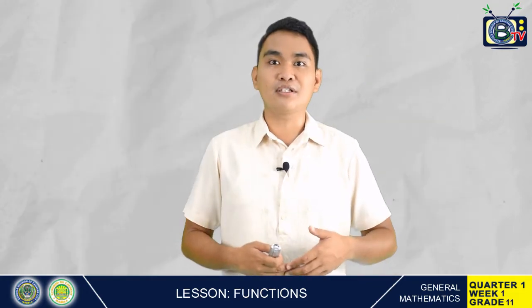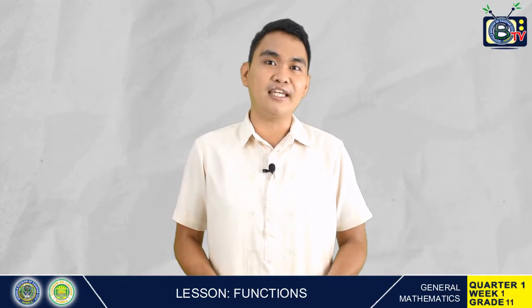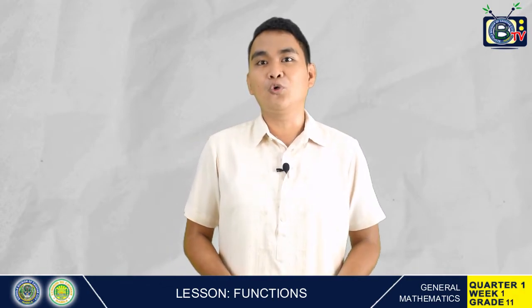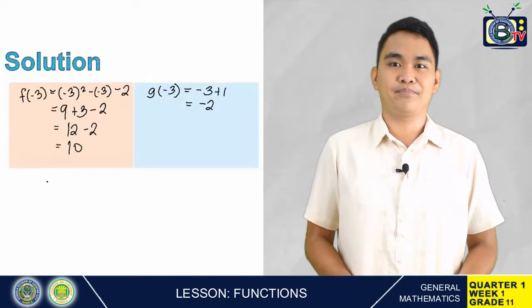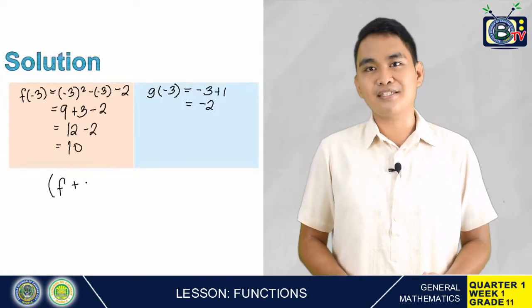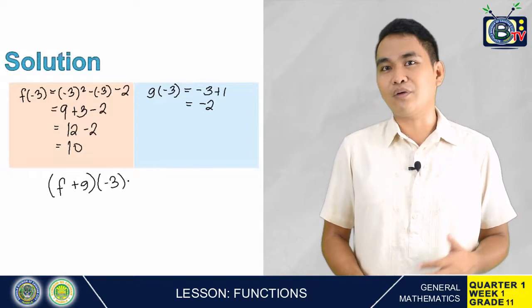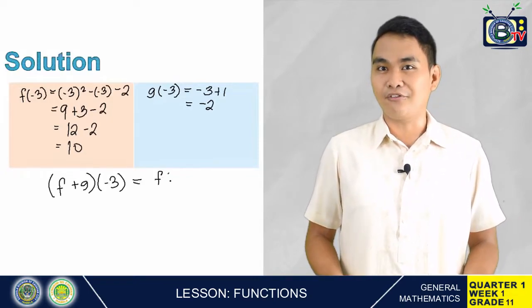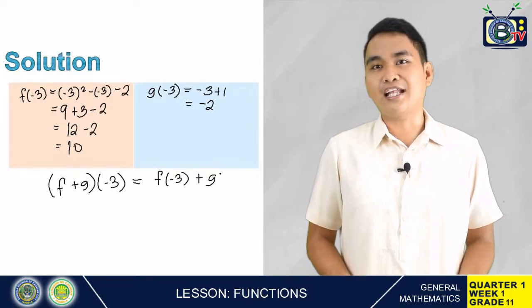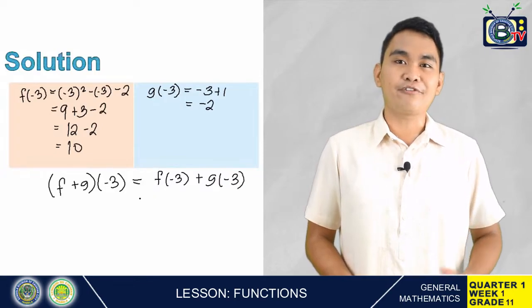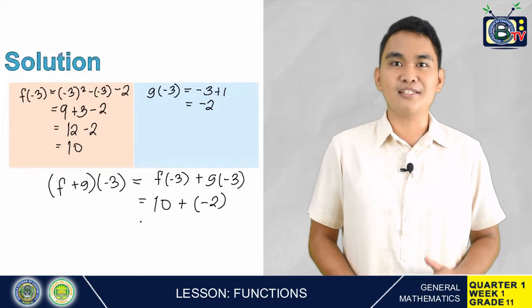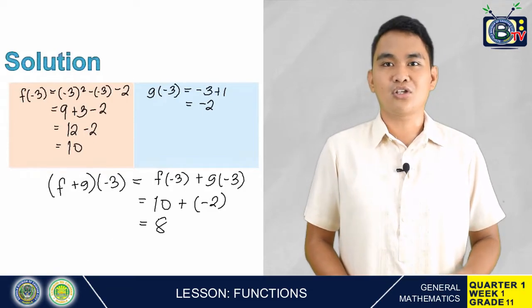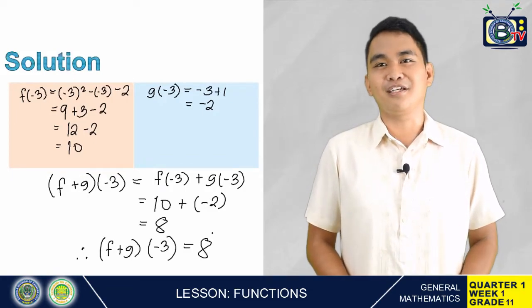Since we already know the functions f of negative 3 and g of negative 3, we are now ready to identify our final answer. To do this, we have f plus g of negative 3 is equal to f of negative 3 plus g of negative 3. F of negative 3 is equal to 10, g of negative 3 is equal to negative 2, 10 plus negative 2 is equal to positive 8. So our answer is positive 8.